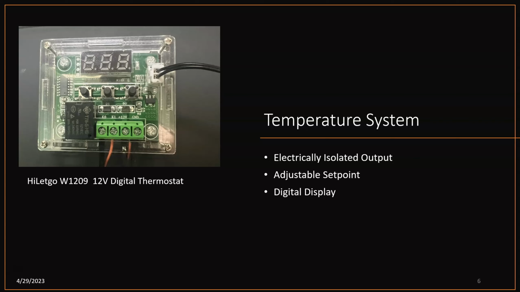The core of the temperature system will be this W1209 digital thermostat. It has the benefit of an electrically isolated output, which means I can use any other voltage inside the switched portion of the circuit. The set point is fully adjustable with a greater than set point and a less than set point for the switching function. It does have a digital display that I have decided not to use.